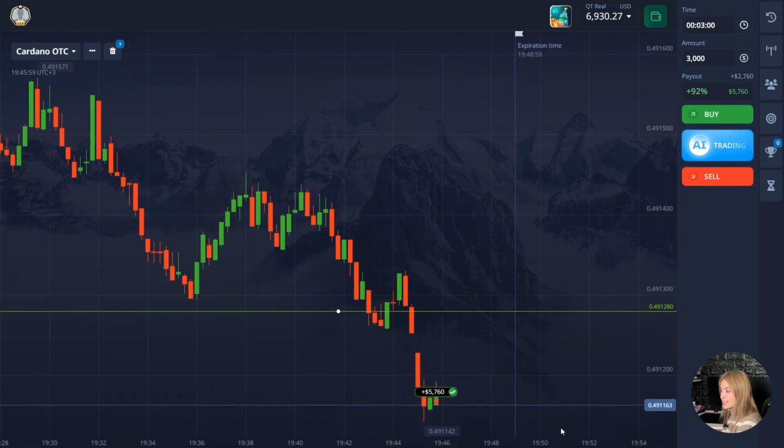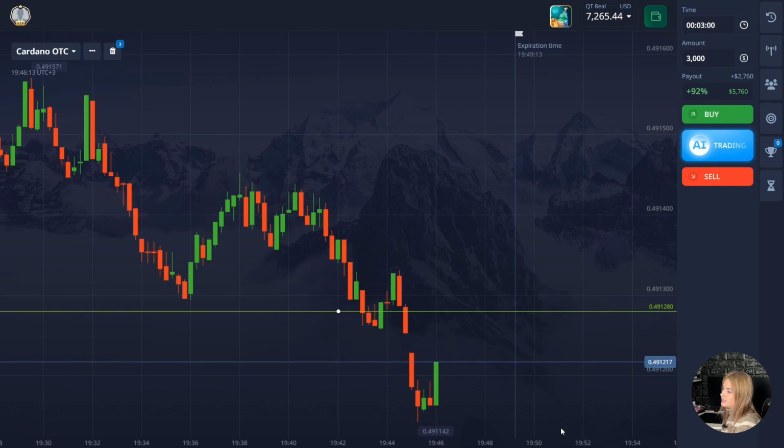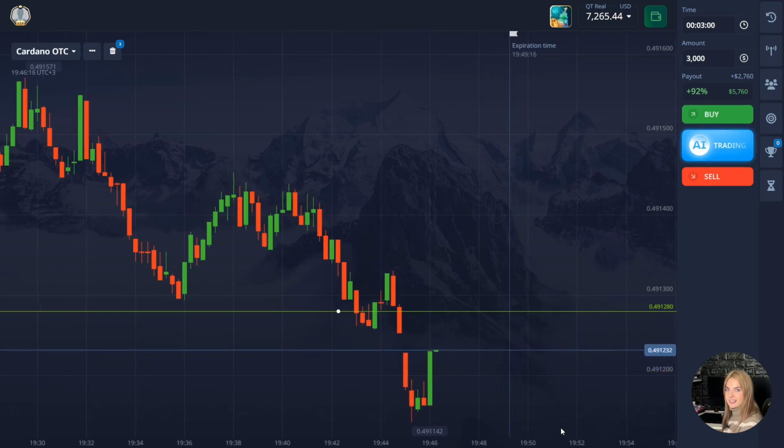Excellent, guys. As you can see, the price is moving according to our scenario, and it's moving beyond the support level. It's showing a strong decrease, thus we got a steady profit here, guys. And I think that one more deal for today and we will be able to achieve our goal.